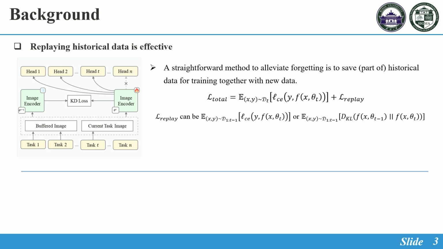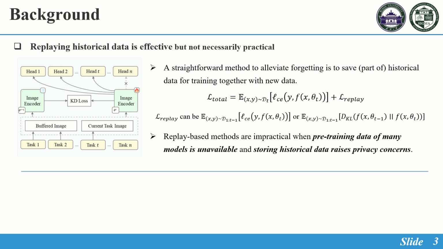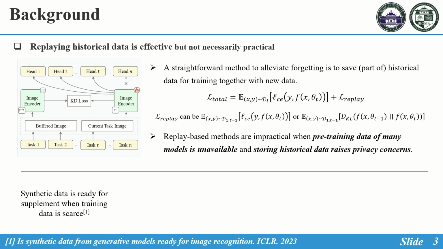The replay objective can learn from ground truths and can also learn from a teacher model to align model outputs before and after learning the new task. Though simple and effective, replay-based methods can be impractical when pre-training data of many models is unavailable, and storing historical data raises privacy concerns. On the other hand, synthetic data from the latest diffusion models presents high visual quality and is ready for data augmentation when training data is scarce.